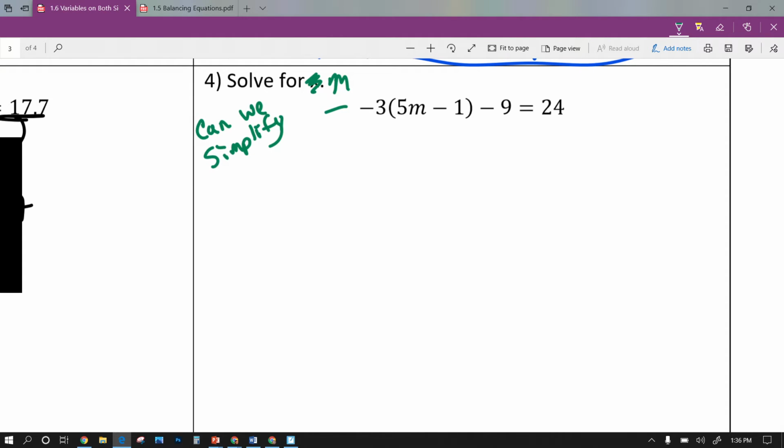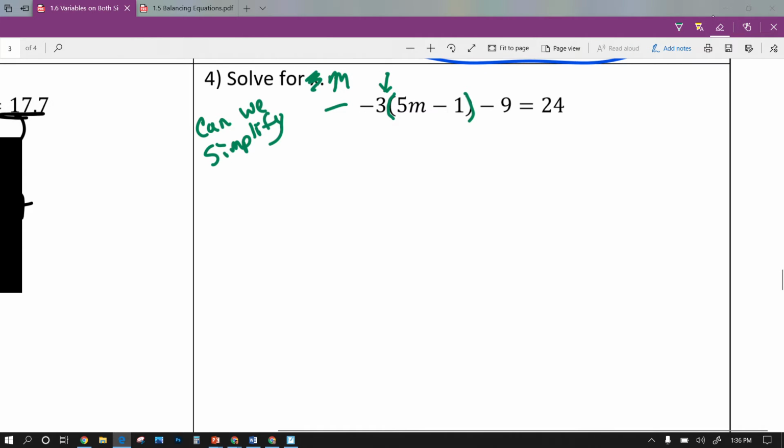Can we simplify? We're going to ask ourselves, can we combine like terms? Can we use the distributive property? Can we balance the equation by getting all of the variables on one side? So I can see here that because I have a parenthesis with a number right up against it, that means that I have multiplication. So I need to use that distributive property here.